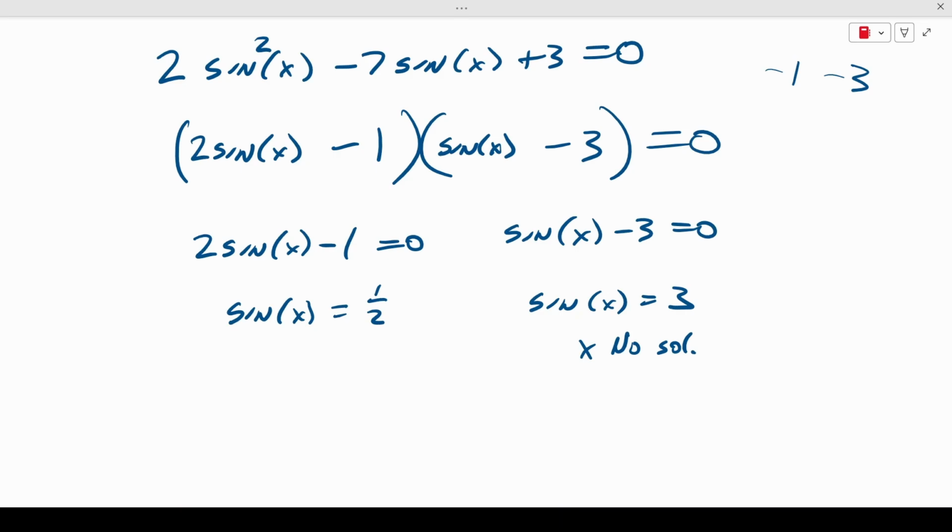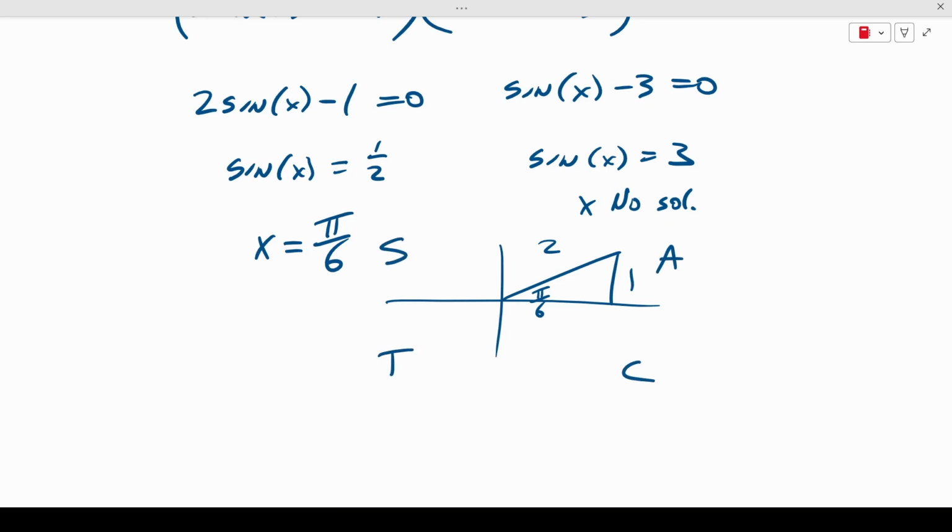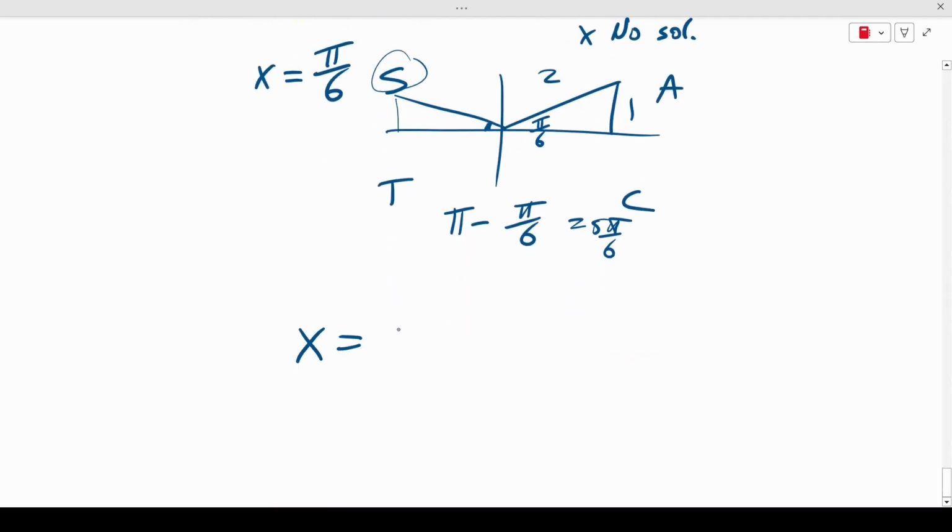When is sine of x a half? This one I've memorized. I can just write it straight up. So I have pi over 6, but I'll draw my little picture. I'll draw it just right here. There's pi over 6, or 30 degrees. That gives me 1/2. Here we are. We've got our acronym. And so the other positive 1/2 is in this quadrant here. So it's going to be 5 pi over 6. It's going to be pi minus pi over 6, which is 5 pi over 6. So altogether then, I get x equals pi over 6, 5 pi over 6.